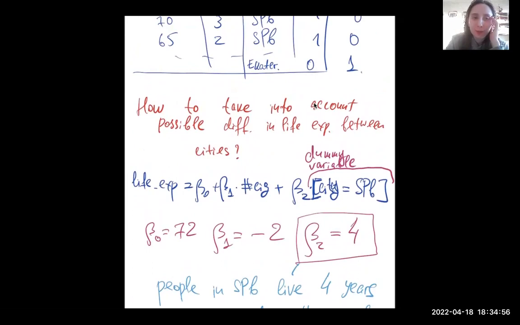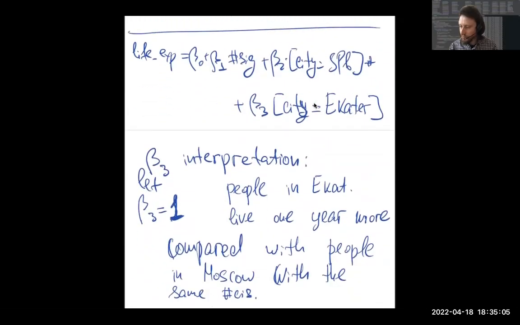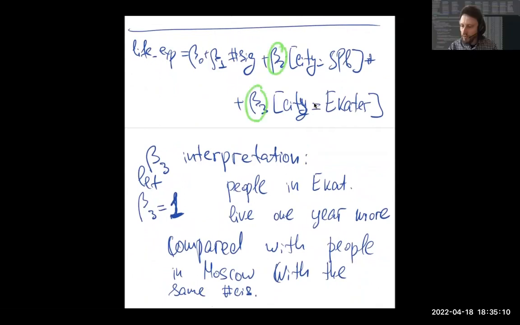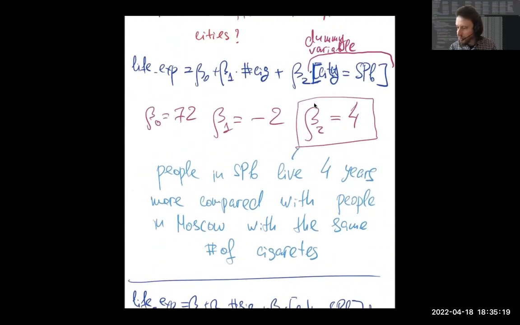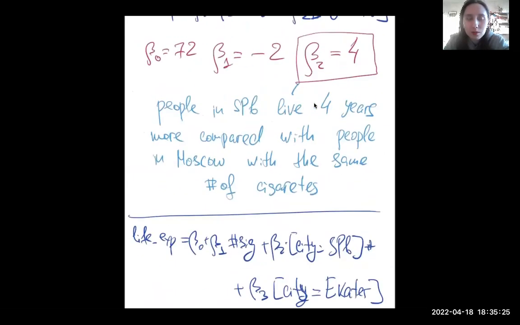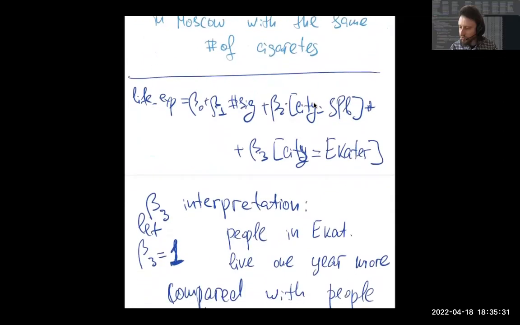Yes, I have one more question about the comparison of St. Petersburg and Yekaterinburg. You told that we can just take beta 2 minus beta 3. Yeah, something like this, yes. And it will be 3, right? Yes, 4 minus 1 is 3. It means that people live longer in St. Petersburg than in Yekaterinburg, because St. Petersburg is 4 years better than Moscow, and Yekaterinburg is only 1 year better than Moscow. Thank you.